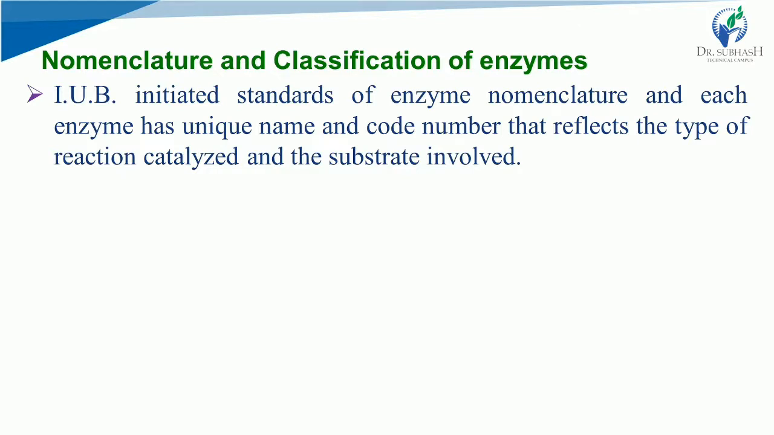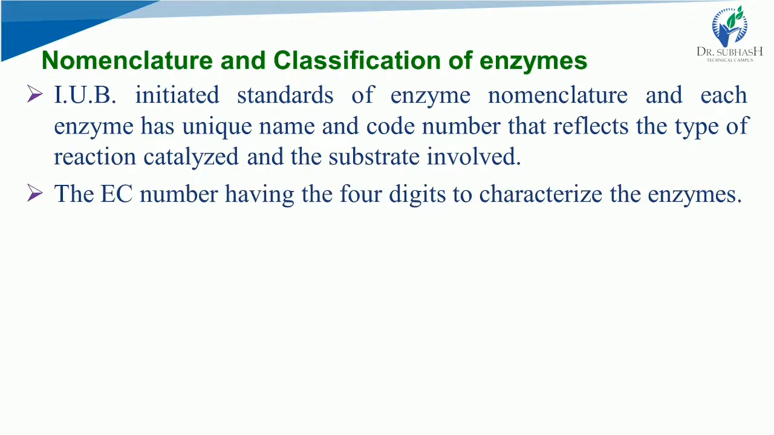Which means they have kept a code number that will reflect the type of reaction that is catalyzed and which substrate is involved. The EC number has 4 digits to categorize the enzyme. EC number again is enzyme commission number, having 4 digits to categorize. So here are the 4 digits. What are the 4 digits?